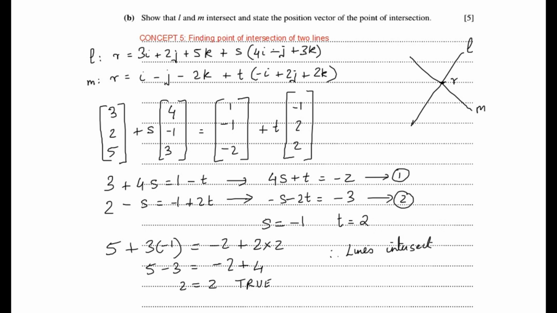Because we have found a value of s and that of t that works for all 3 rows of the equation. Now the second part of the question says, state the position vector of the point of intersection. So we know that the point of intersection is R, like I've marked it here. So you can use either the value of s or the value of t, plug it into one of these equations, either L or M, and that will give us the point of intersection. So that's what I'm going to do now.